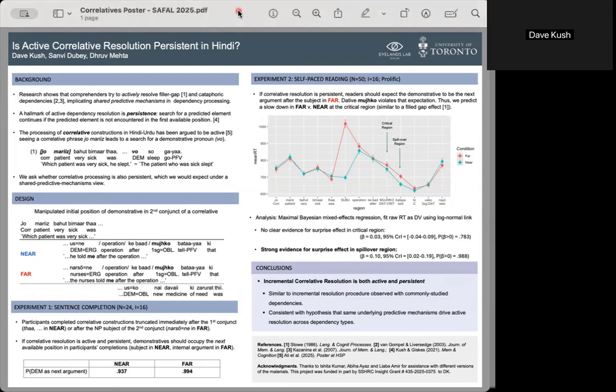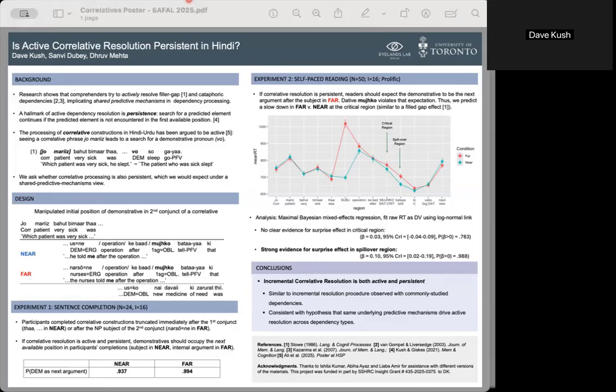It's also been seen with cataphors, as I said, and the similarity in active profile has been suggested to implicate shared predictive mechanisms across dependencies in this resolution strategy. So, another hallmark of active dependency resolution is what we'll call persistence. By persistence, we mean a strategy where comprehenders will search for a predicted element. If they don't find it in its initial position, they'll keep searching for it in later positions.